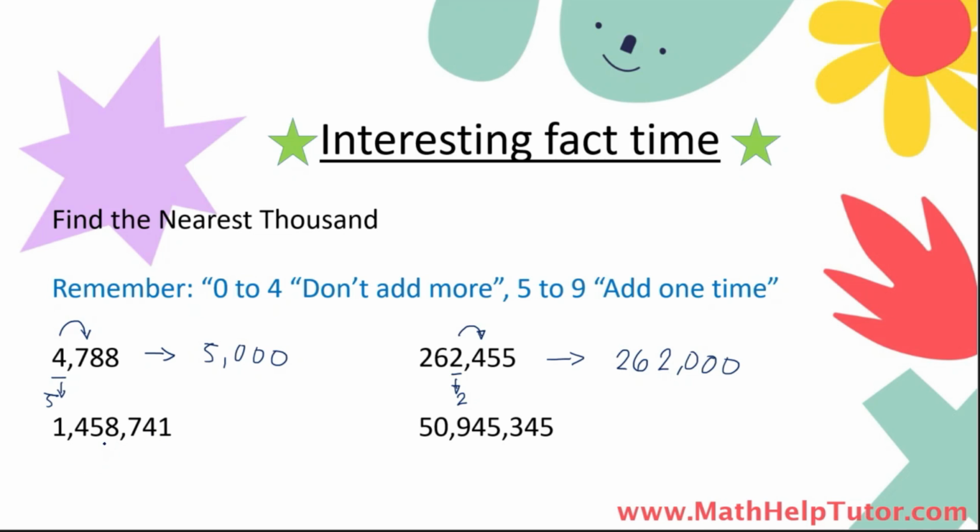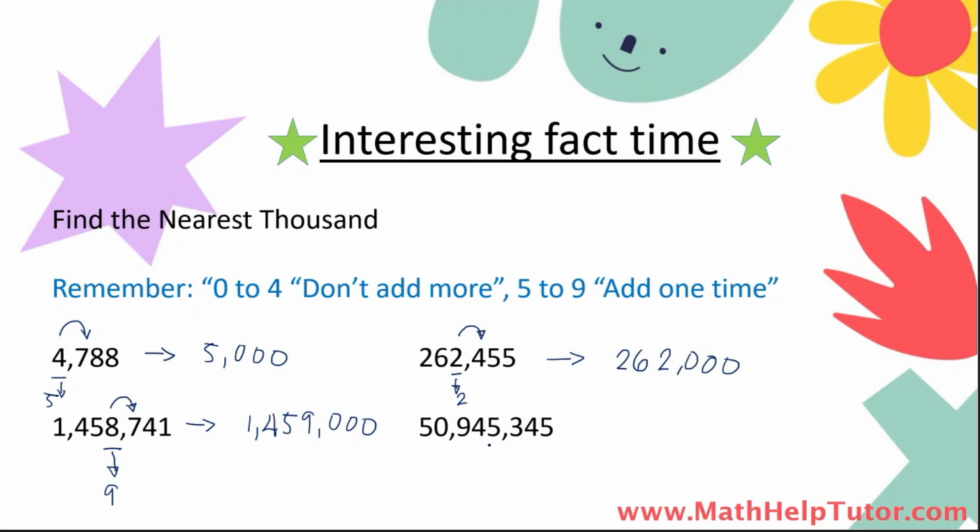Let's go to the next number. So 8 is in the thousands place. What we do is we look at the digit to the right, which is 7, and we follow this rhyme. 0 to 4, don't add more. 5 to 9, add one time. So since 7 is within 5 to 9, that means we have to add one time to the digit that we are rounding. So 8 becomes 9. So the nearest thousands for this number is, let's put the 9, comma, and let's replace the rest of the places with 0. And then we consider the digits to the left. That's 1, 4, and 5. So the answer is 1,459,000.